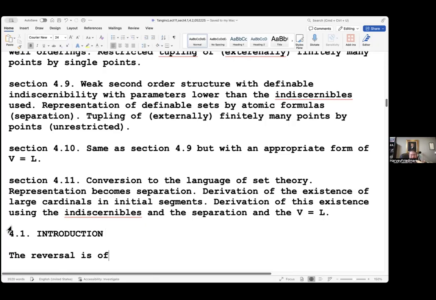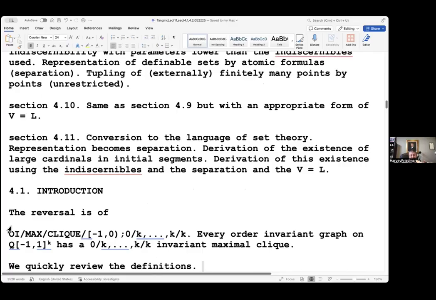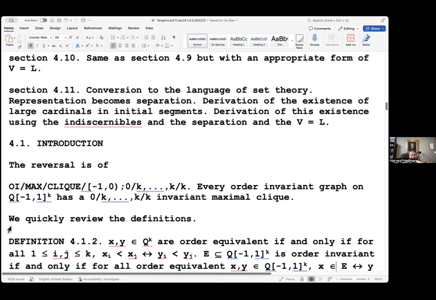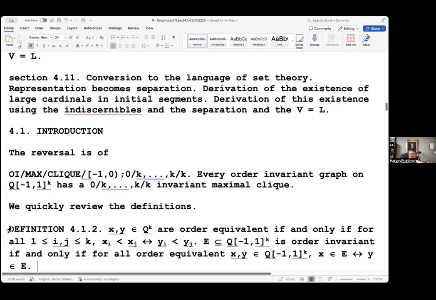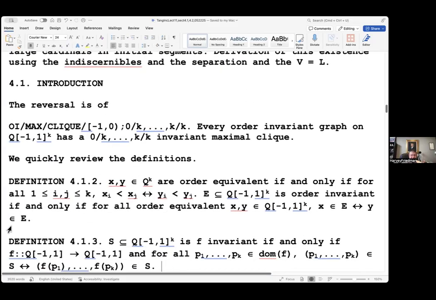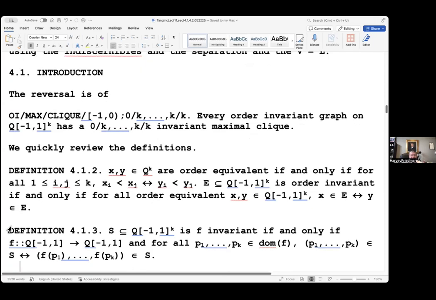All right. I polished it. I did many polishings of this overview before I even came here. So this is the 10th polishing. All right. Now, the introduction 4.1 looks like this. We're reversing this statement, and I'm not going to spend much time here.